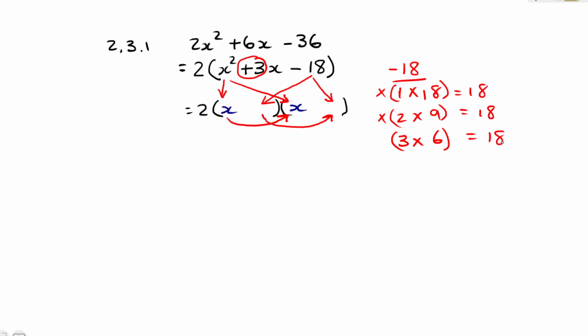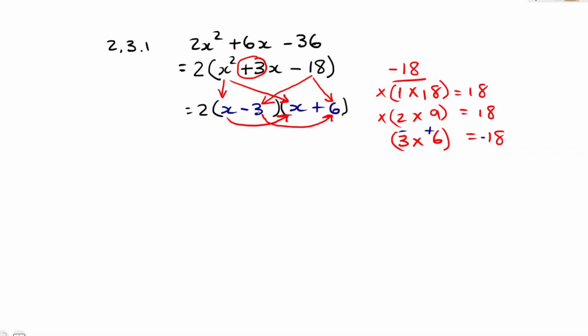3 times 6 does give us 18, and 3 minus 6 does give us a positive 3. For example, if you want to get a positive 3, that means this 6 is supposed to be positive and this 3 is supposed to be negative. Such that if we set negative 3 times 6, we get negative 18, and negative 3 plus 6 will get plus 3. So we'll take negative 3 and positive 6.